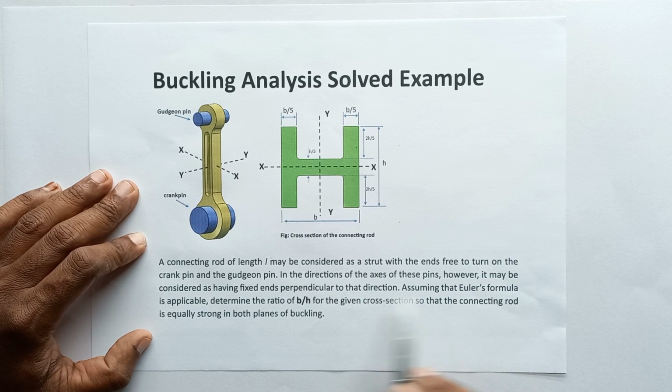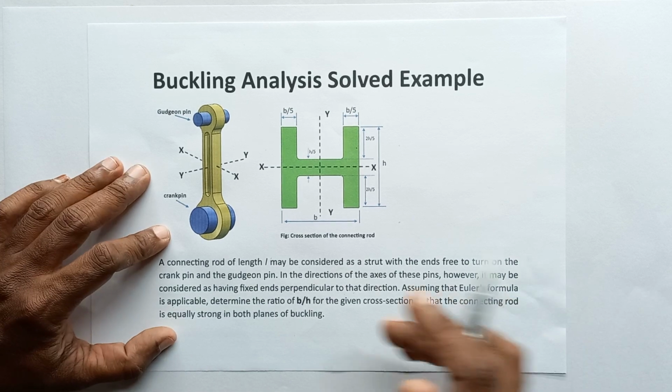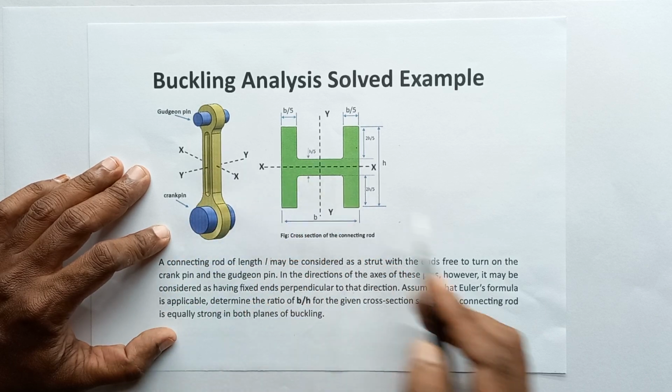Assuming that the Euler formula is applicable, determine the ratio B divided by H for the given cross section so that the connecting rod is equally strong in both planes of buckling. This is the problem given. Here the cross section of the connecting rod is given.